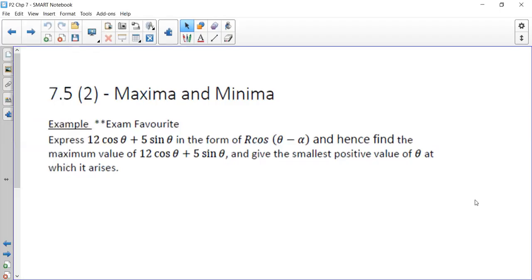Right, so this lesson, we are continuing 7.5, Pure 2, but I broke it into two parts. So this is the second part of the lesson, which we're looking at maxima and minima. Now, just a bit of quick recap of what we did last lesson, because what we did last lesson affects what we do today, okay?